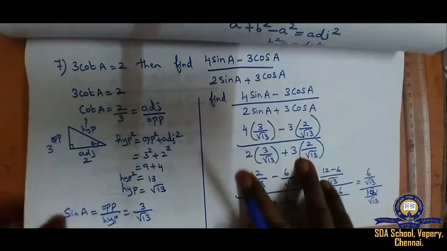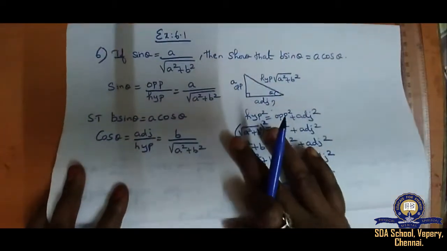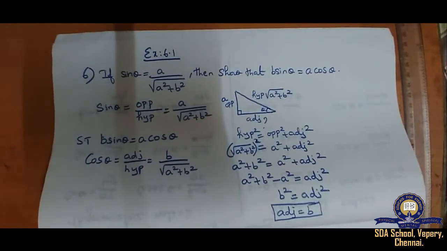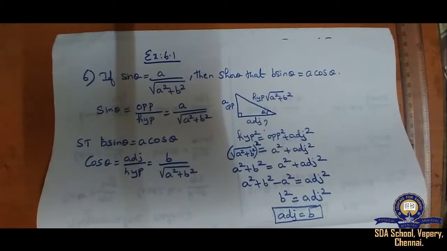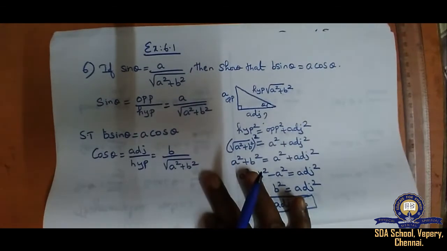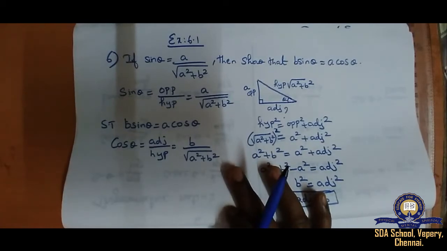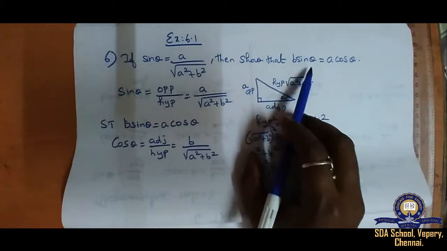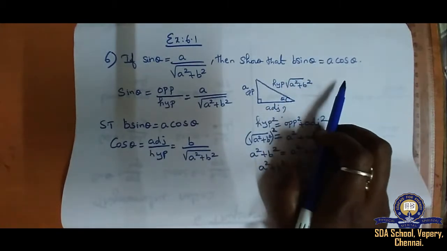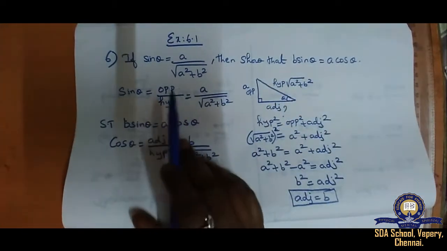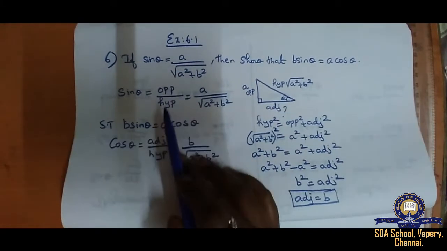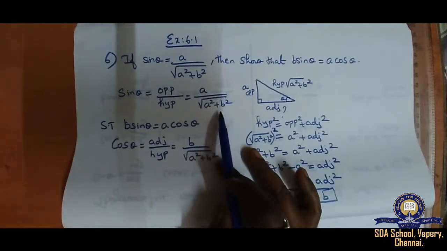Next, sixth question. 5 sums we have completed in the Zoom class. Sixth question, exercise 6.1, page number 227 in your textbook. If sin theta is equal to a divided by root of a squared plus b squared, then show that... means we have to show LHS is equal to RHS. So sin theta is opposite by hypotenuse. Opposite they have given as a, hypotenuse is root of a squared plus b squared.